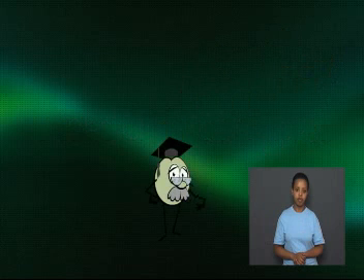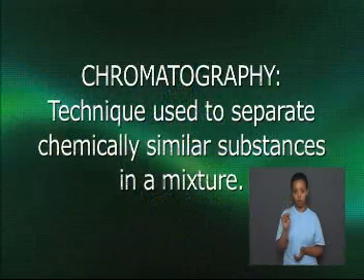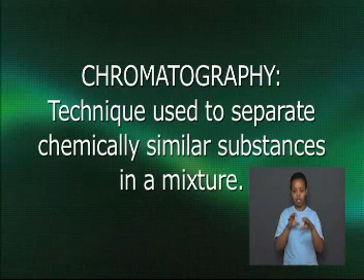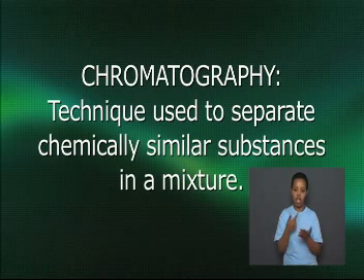Time's up. Let's get back to our lesson. Hello, students. Chromatography is the technique used to separate chemically similar substances in a mixture as a way to study the substances in more detail. Is this similar to your answer? Great work, everyone.